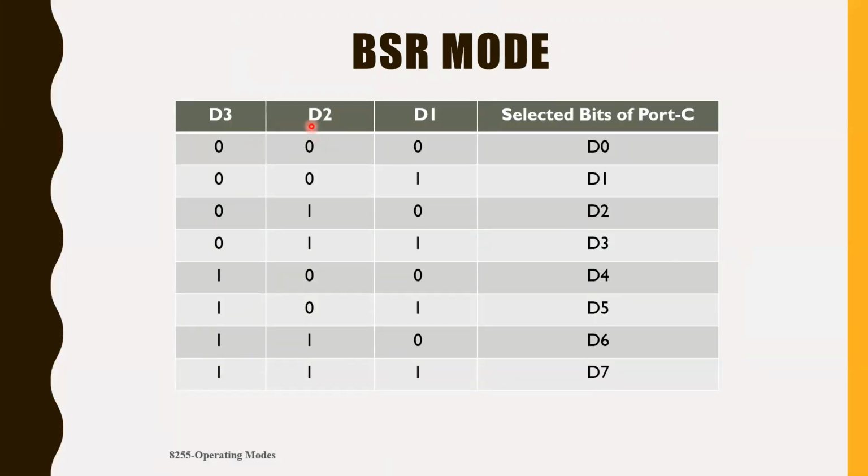These are the bit select flags, and we have certain input combinations for these bit select flags. If these 3 values are 0, it indicates that port C D0 bit will be selected, and it can be either set or reset. If these values are 0, 0, 1, it means port C D1 bit will be selected for setting or resetting. In this way, we can set the different bits of the port C.